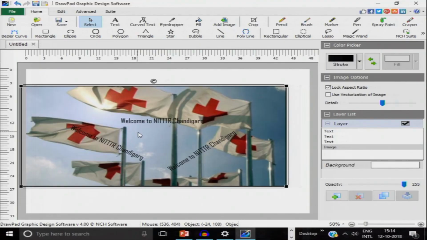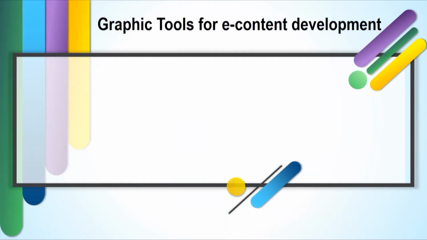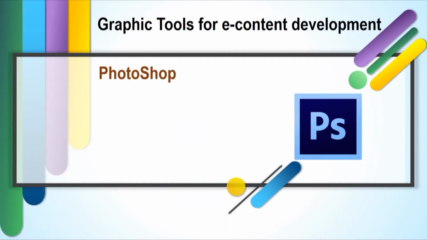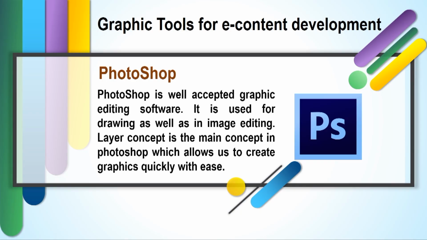Now we will see what other editing tools are used nowadays for creating e-content. Another tool is Photoshop. It is an Adobe product, and it is a licensed product, right? It is not free open source software. It is a licensed product. Photoshop is basically a very strong graphics editing software.